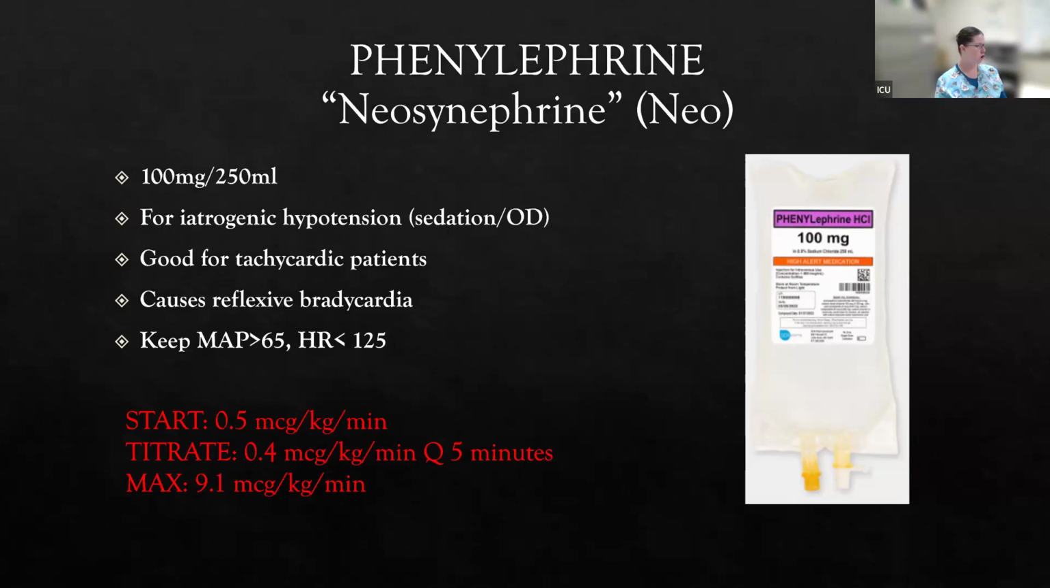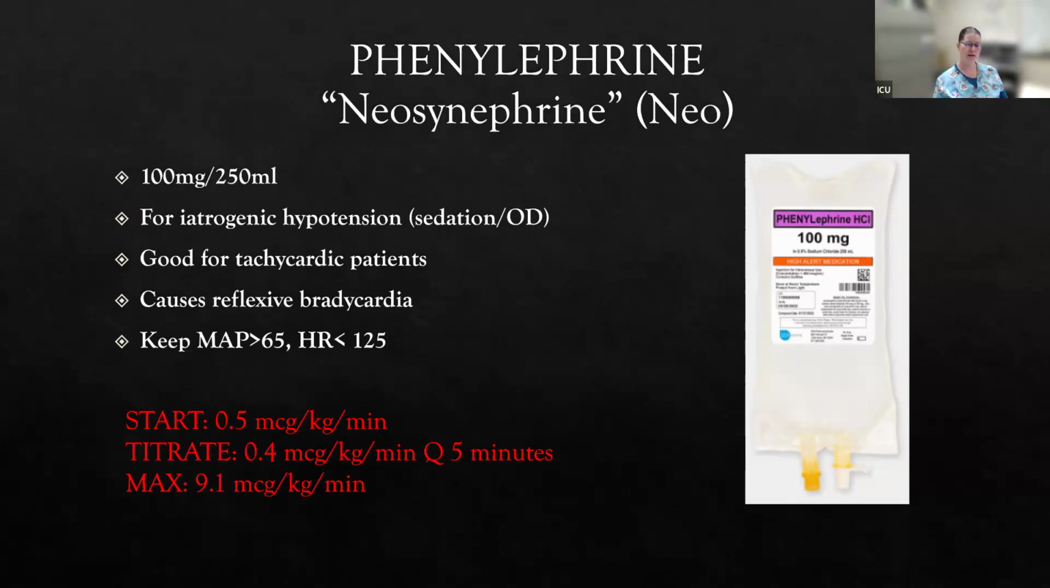So hypotension caused by something that has happened to the patient, like a sedative or an overdose or over sedation. Maybe the patient is on propofol for sedation and it dropped their blood pressure, and we've given fluids and we've tried to do everything we can, but their pressure is still persistently low. We may need to hang some neo. This is generally a vasoconstrictor.